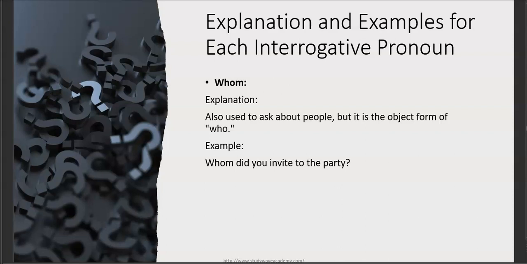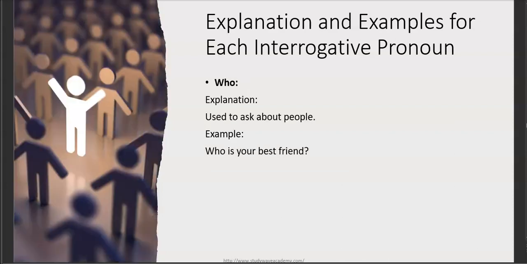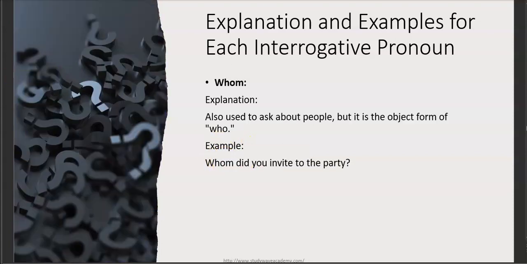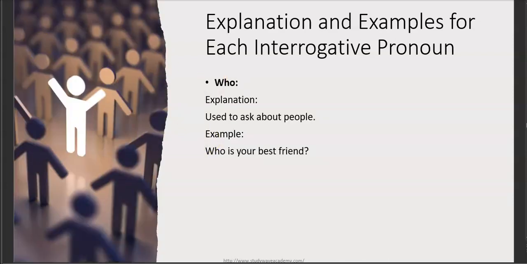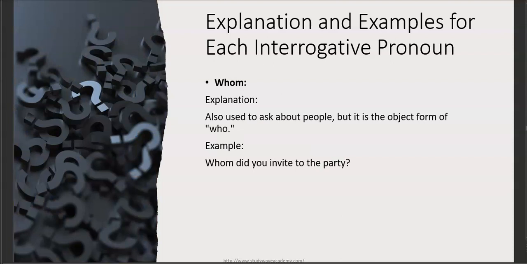Next one we have what we call whom. Now with whom again, it's used to ask about people, but it is the object form of who. Who is the direct form, so it's the subject. So who is your best friend? This is the subject pronoun, okay? But now the object pronoun of this is whom. So it will come in the second part of the sentence. You notice that who comes in the beginning, so whom will come at the second part or the last part of the sentence.